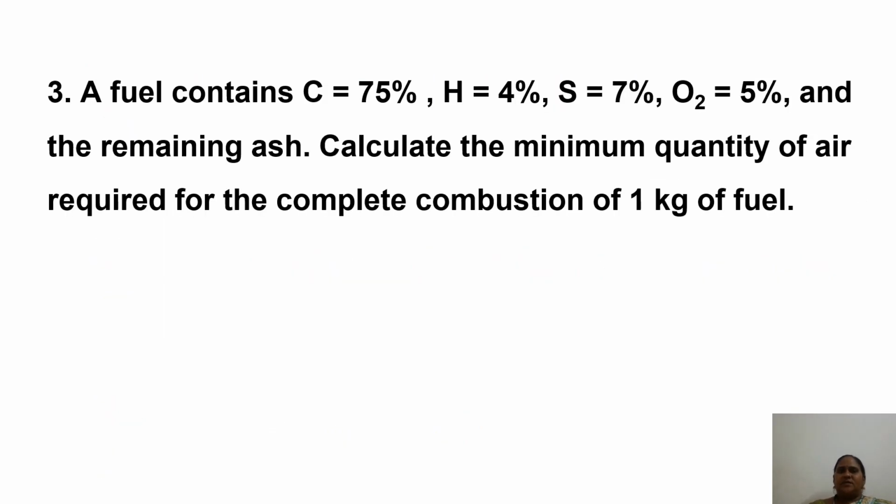Till now we have discussed the gaseous fuel. Now we'll look into the solid fuel. So now in this problem we are going to discuss the weight of oxygen required. Problem number 3. A fuel contains carbon 75%, hydrogen 4%, sulfur 7%, oxygen 5%, and the remaining ash. Calculate the minimum quantity of air required for the complete combustion of 1 kilogram of fuel.